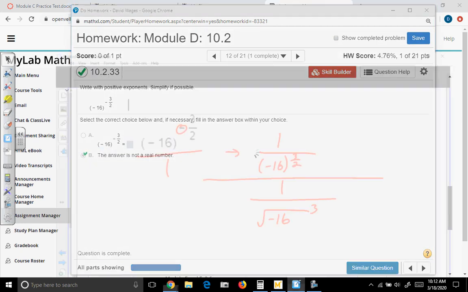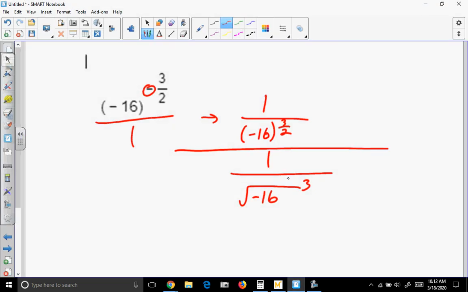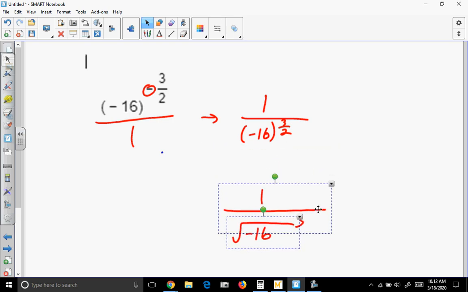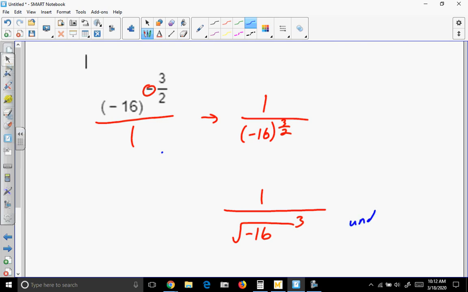Why is it not a real number? Again, this has us taking the square root of -16. Just to keep from any confusion, this is not a fraction. I'm just separating these. So this says take the square root of -16 and then that raised to the 3rd power. Well, we can't take the square root of a negative, so this is undefined as far as real numbers are concerned. So we can't do that.